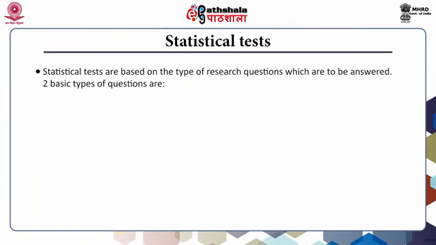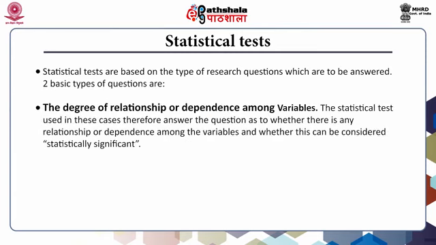Statistical tests. These tests are based on the type of research questions which are to be answered. Two basic types of questions are the degree of relationship or dependence among variables. The statistical tests used in these cases therefore answer the question as to whether there is any relationship or dependence among variables and whether this can be considered statistically significant.